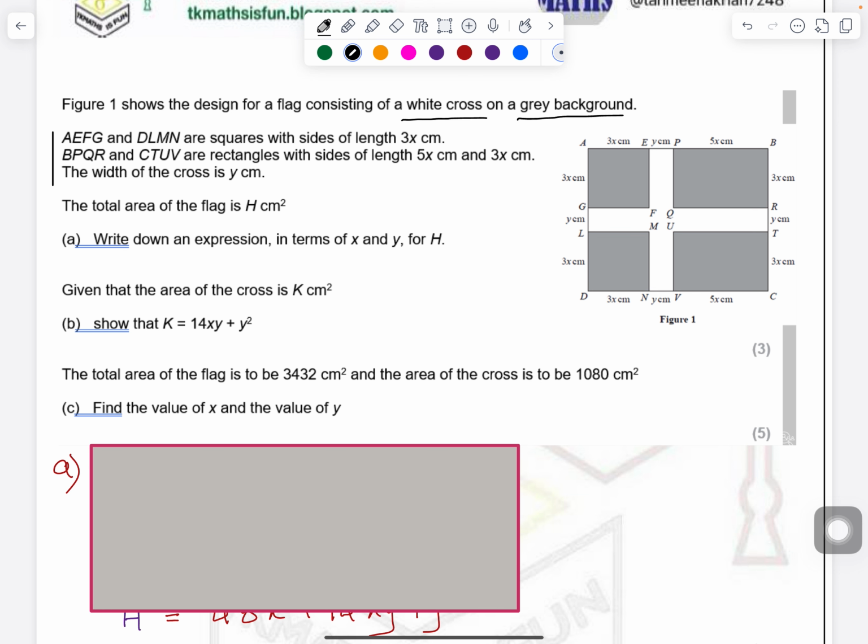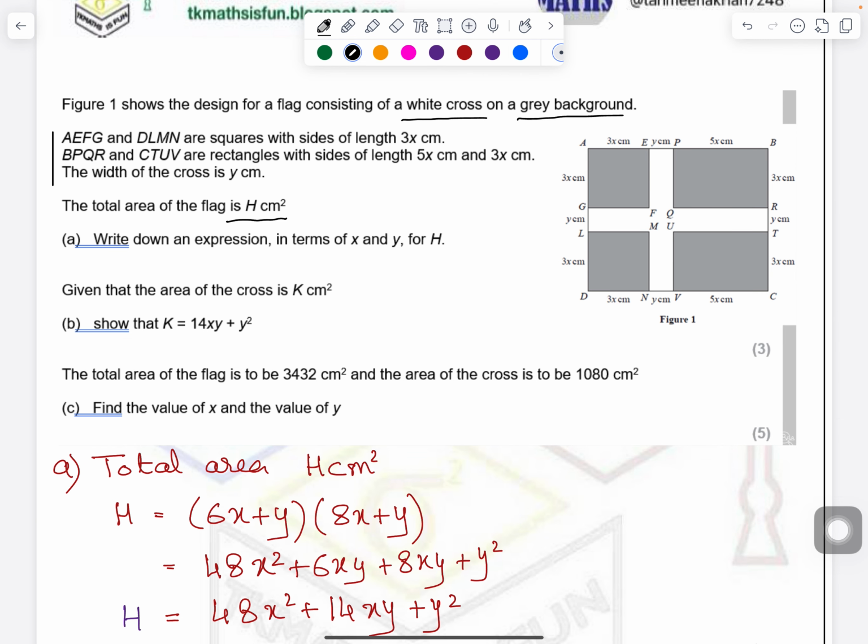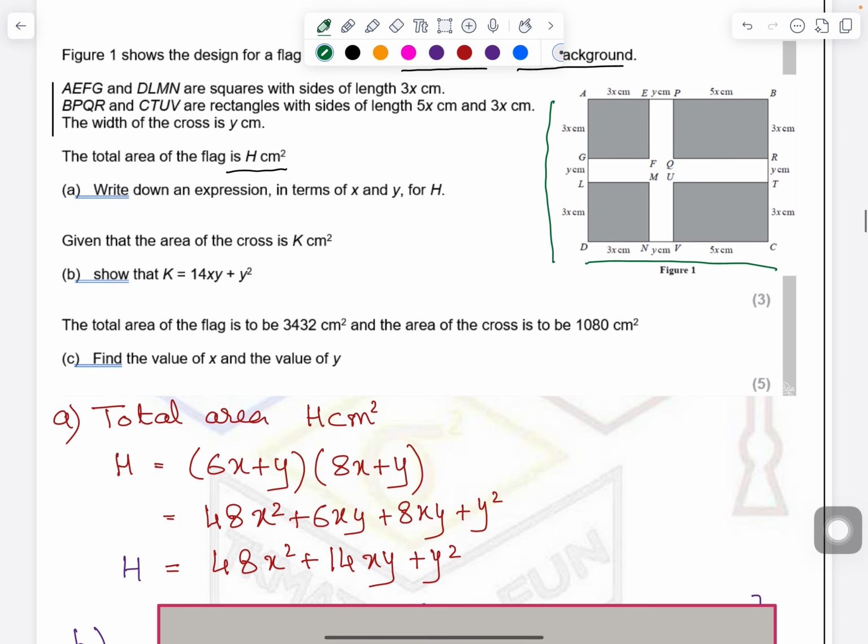The total area of the flag is represented by H. So the first part of the question is to write down an expression for H in terms of x and y. Of course this is a rectangle, so this is a simple case, length times width. You can see here this is the length, for example, and this is the width. So we are just multiplying them and we get the expression for the total area of the flag.